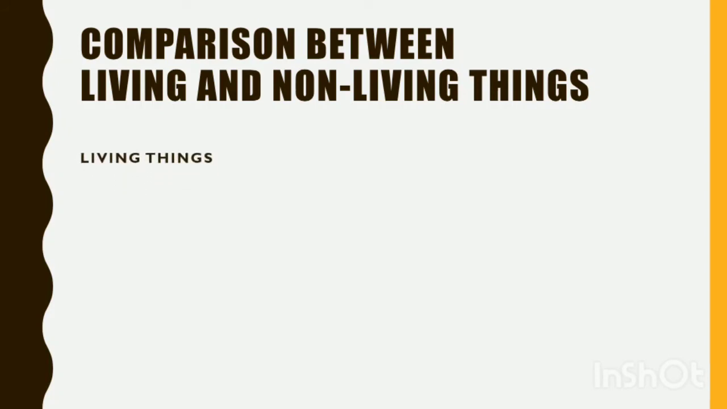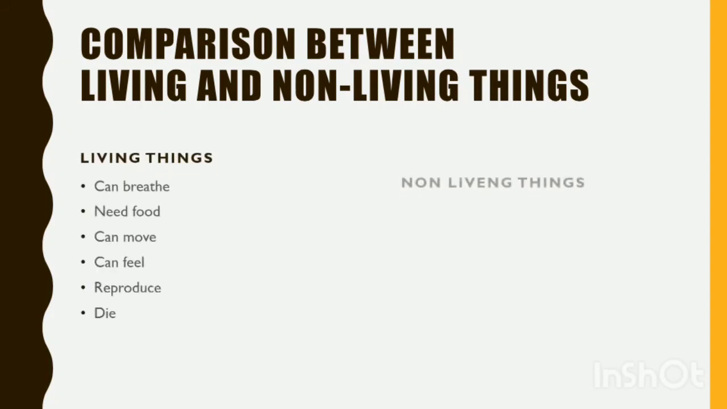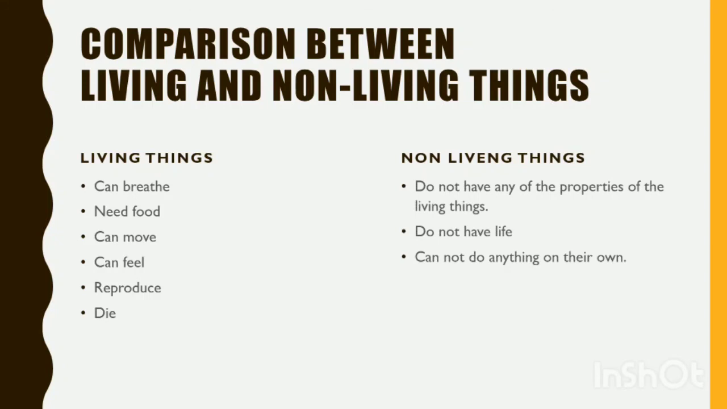Now let's compare between living and non-living things. Living things have the characteristics of life, means they can breathe, they need food, they can move, they can feel, they reproduce, they die. But non-living things do not have any characteristics like living things. They do not have the characteristics of life. That's why they are called non-living things.